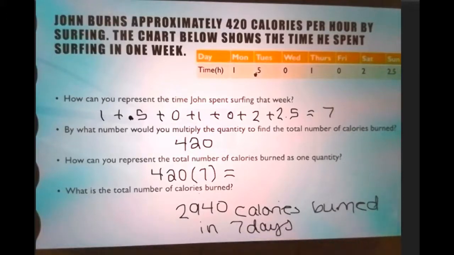So sometimes the hardest part of a math problem isn't actually the math. It's knowing what that answer represents. So what is the total number of calories burned? It's 2,940 calories burned in 7 days. You could have also said in 1 week.